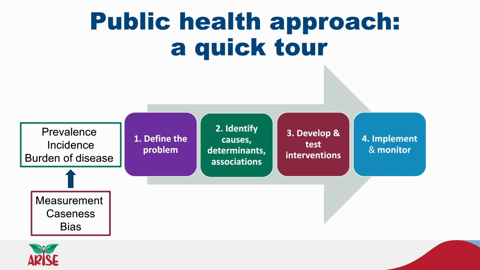Error and bias can creep into our problem definition work. While we can't avoid all errors and biases, we can put some plans in place to minimize them. We do this by careful planning of how we will go about defining the problem. We also pay attention to this bias every step of the way when using our 4-step public health approach.